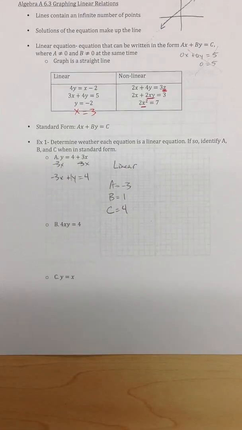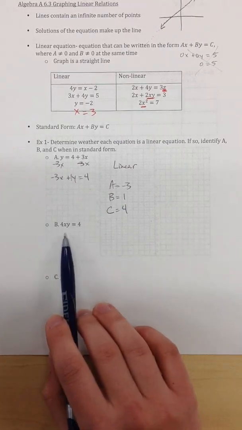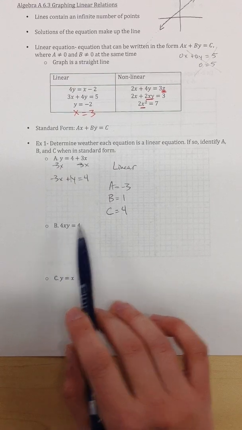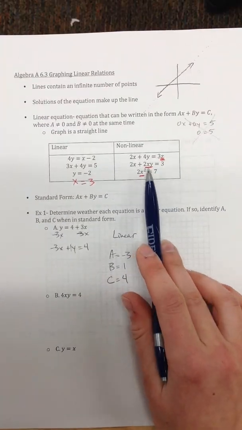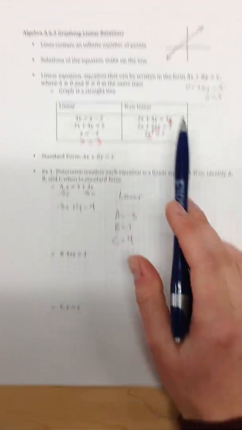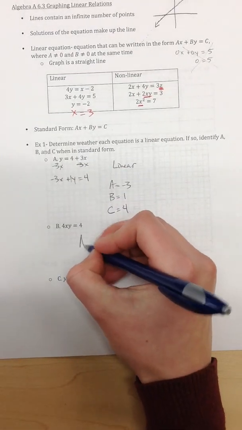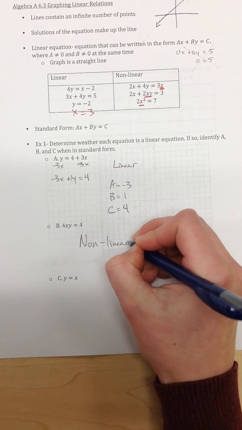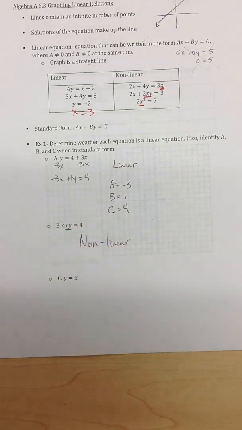Okay, next one here, we've got 4xy is equal to 4. So thinking through my nonlinear things, I've got two variables, so that's good, not an extra third one. I've got an x times a y. So if I've got an x times a y, that's similar to my nonlinear side, so this one is going to be nonlinear because of that x times the y. You're not allowed to have that.